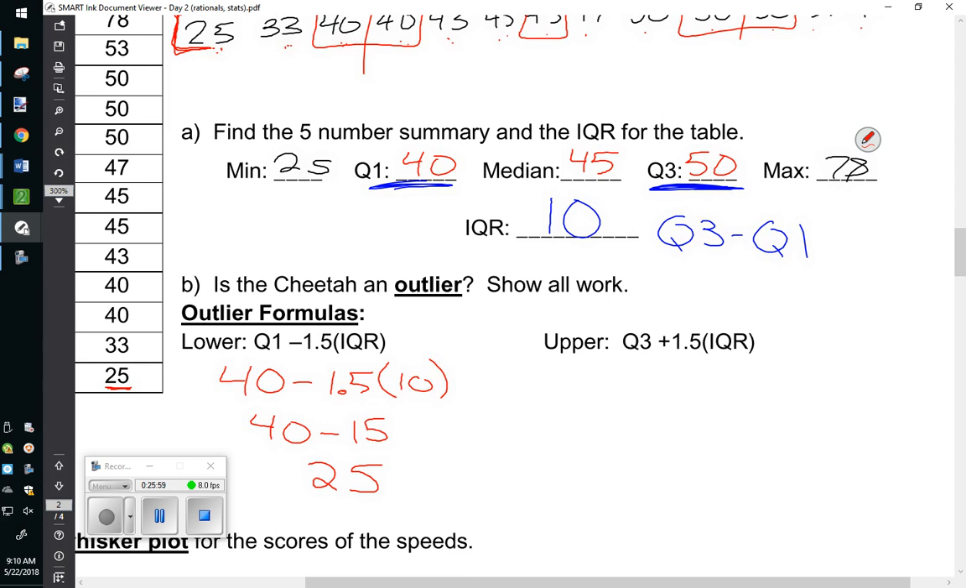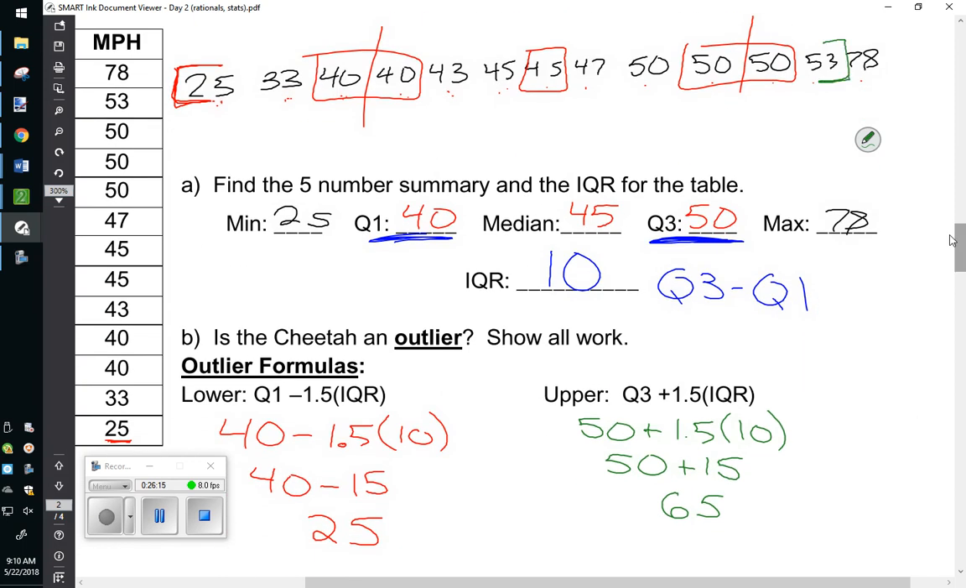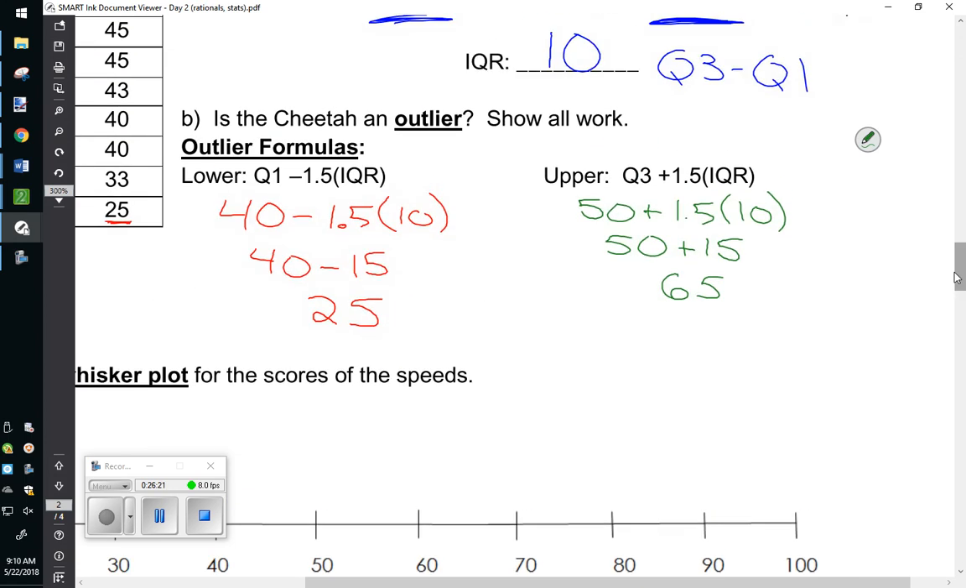Upper fence, we do the same thing, Q3. So 50 plus 1.5 times 10, or 50 plus 15, which is 65. Do I have an upper outlier? That's where 65 would fall. That's my fence. That 78's hanging out by itself. So yeah, 78 is an outlier.